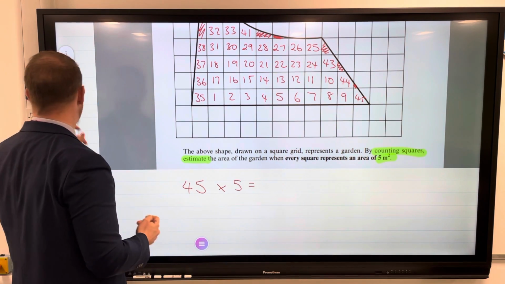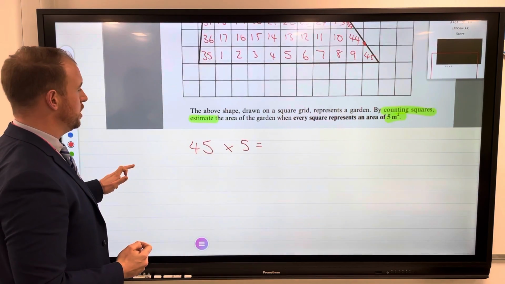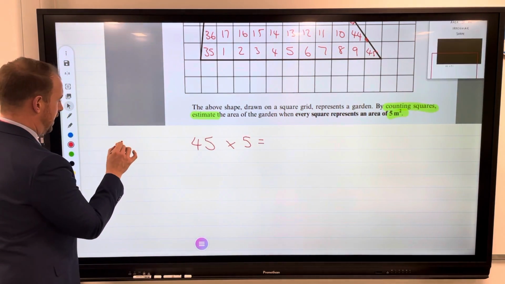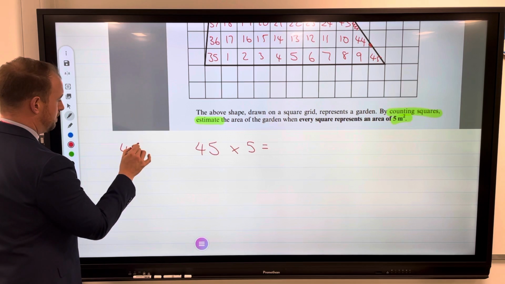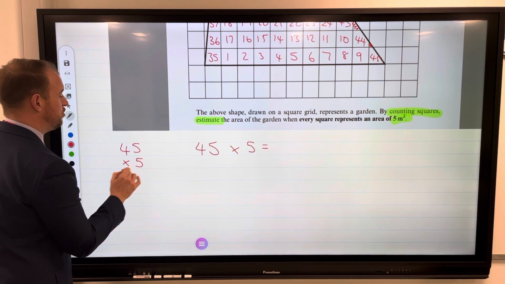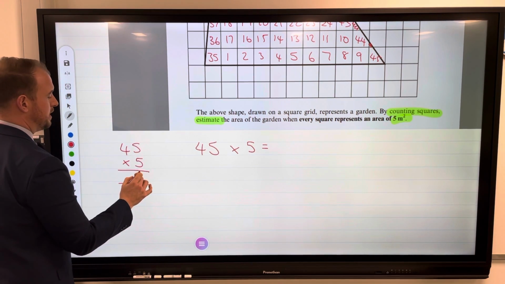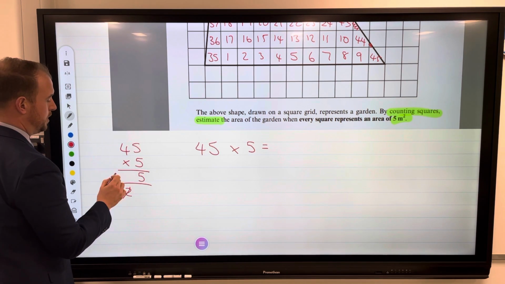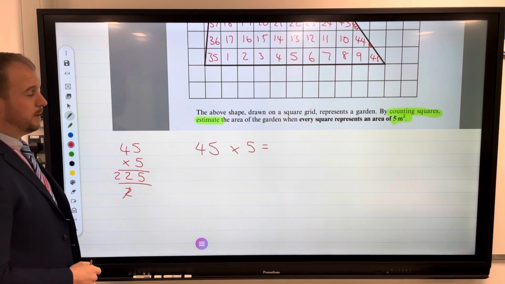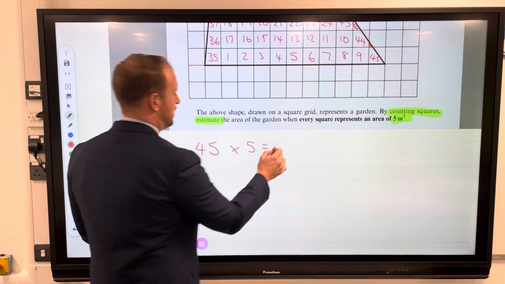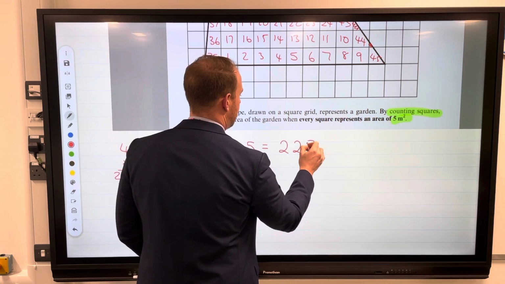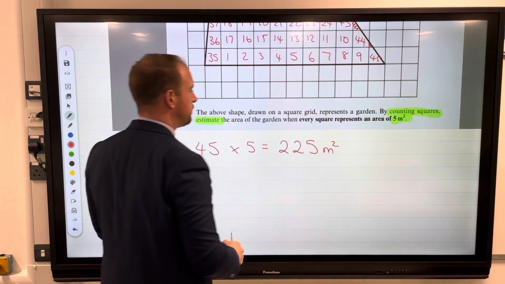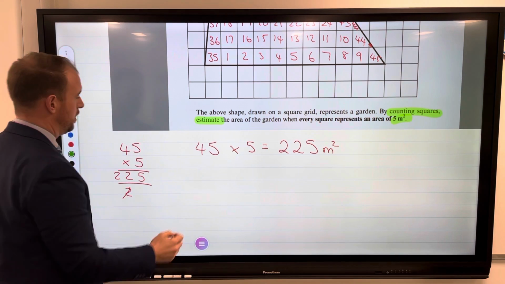So we have to times it by 5. Now there are a variety of different methods you could use. You could times it by 10 and then half it. You could have this method here. It's more of a traditional method. 5 times 5 is 25. 4 times 5 is 20. Add the 2 to make 22. So we have 225 meters squared.